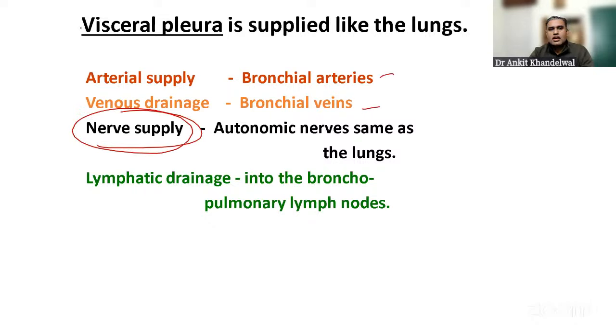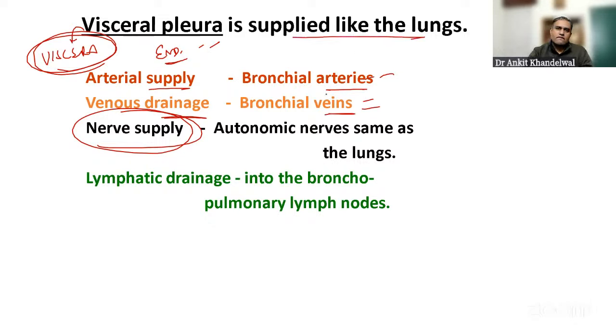The visceral pleura acts like a viscera. Its embryology is close to the viscera, and viscera means we are dealing with some structure related to endoderm. So here, even the arterial and venous drainage are the ones supplying the lungs, because the visceral pleura is sort of glued or fixed to the lungs.